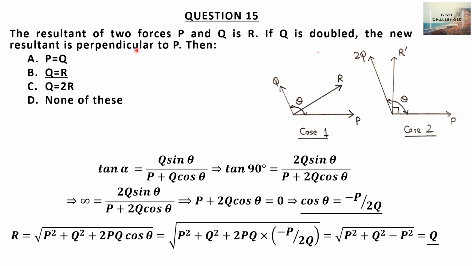The resultant of two forces P and Q is R. If Q is doubled, the new resultant is perpendicular to P. Then Q is equal to R, or R is equal to Q.